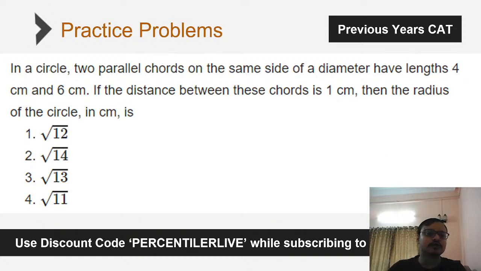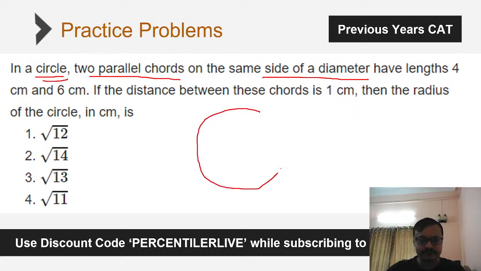Next, we move on to circles. Circle is considered to be a relatively challenging area in geometry. Here in the circle, we are talking about two parallel chords which are on the same side of the diameter. So basically, this is like a circle. This is the center of the circle. On the same side of the diameter, you have two parallel chords. One is this, the other chord is this.